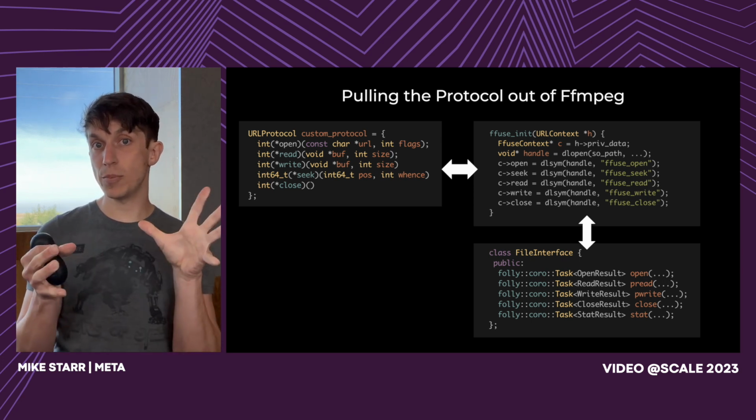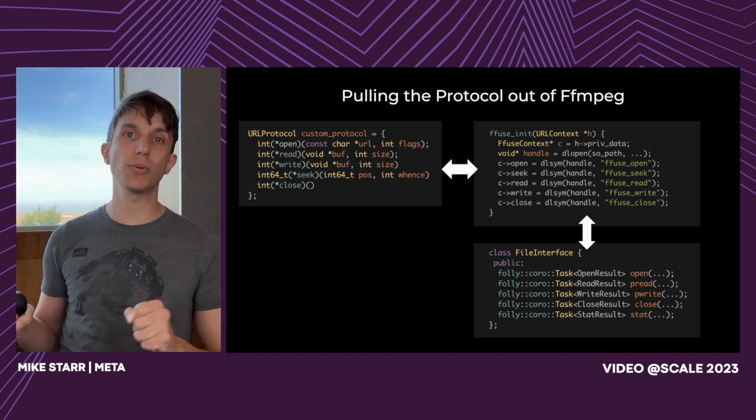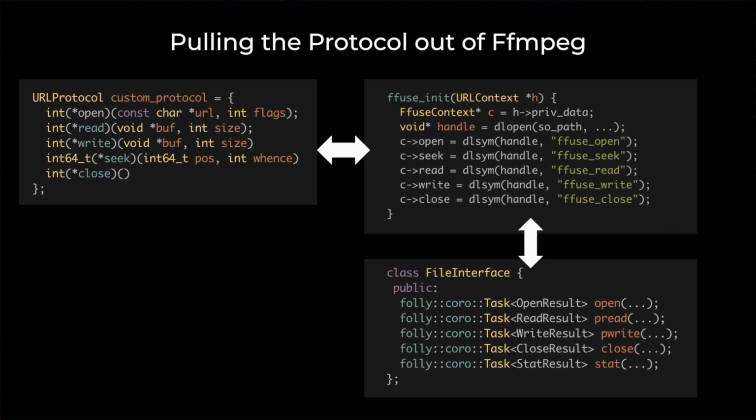You can think of the ffmpeg code as being the kernel, then, in this analogy, and our own C++ code as being the user space component. How this works is that we have a stable, unchanging protocol in ffmpeg, which simply dynamically loads a shared object and proxies the reads, writes, seeks, and closes to our handler in the shared object.